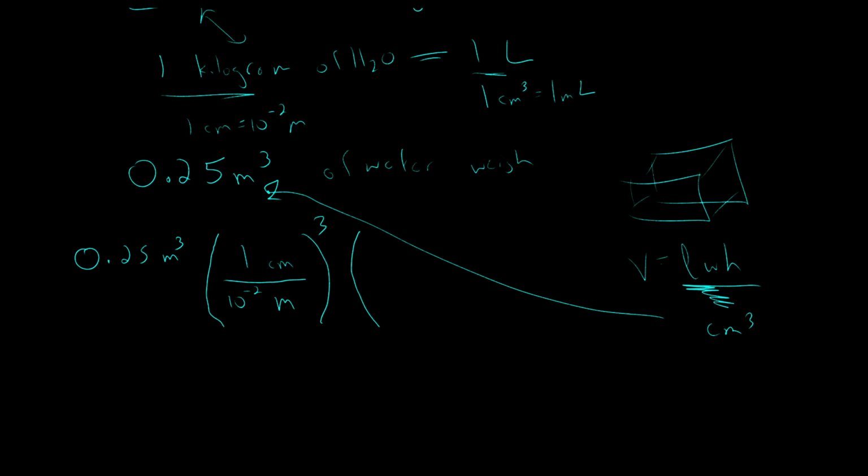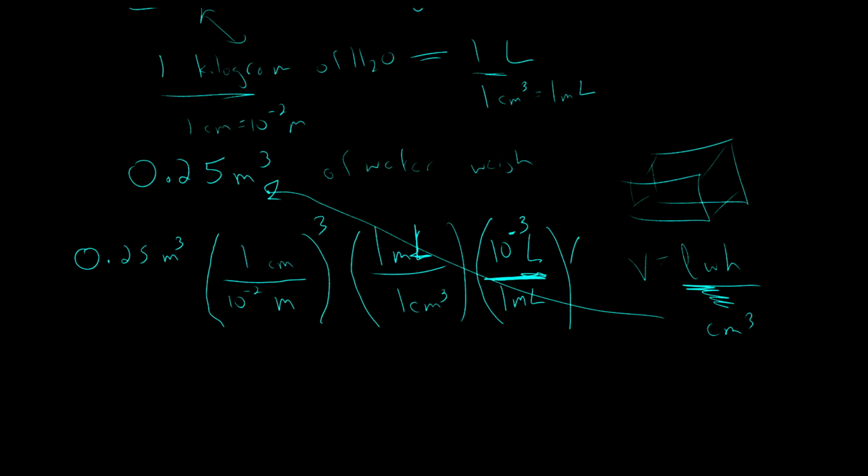And so now I'm going to do this. 1 centimeter cubed is 1 milliliter. And I'm going to multiply. I'm going to turn this into my fraction 1 here. And now I know that 1 milliliter is 10 to the negative 3 liters. And I know that 1 liter is 1 kilogram.